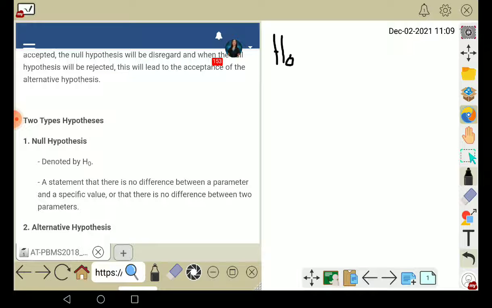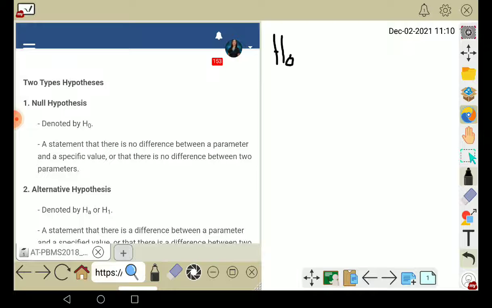It is a statement that there is no difference between a parameter and a specific value. What do we mean by that? We have the computed value, and if we test that again, we will have a specific value, meaning the original value and the new computed value. If there is no difference between the two, that means your null hypothesis is true, and we don't need the alternative. We only use the alternative hypothesis when the null hypothesis is proven to be false.